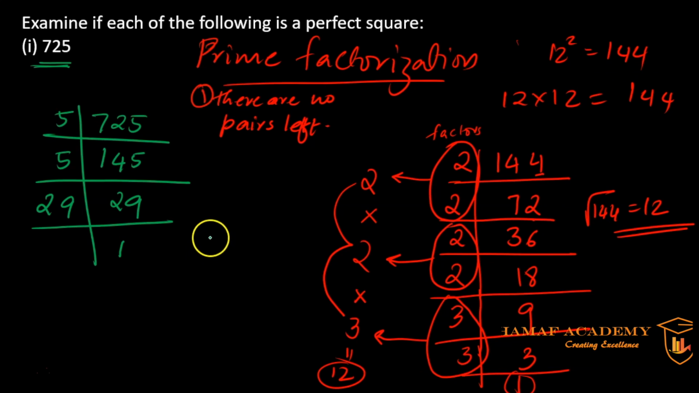Now what is it that we are missing? We do not have pairs like these here. We only have one pair. There is one number left unpaired. This is a sign that 725 is not a perfect square. So we have now examined, and we can say that 725 is not a perfect square.